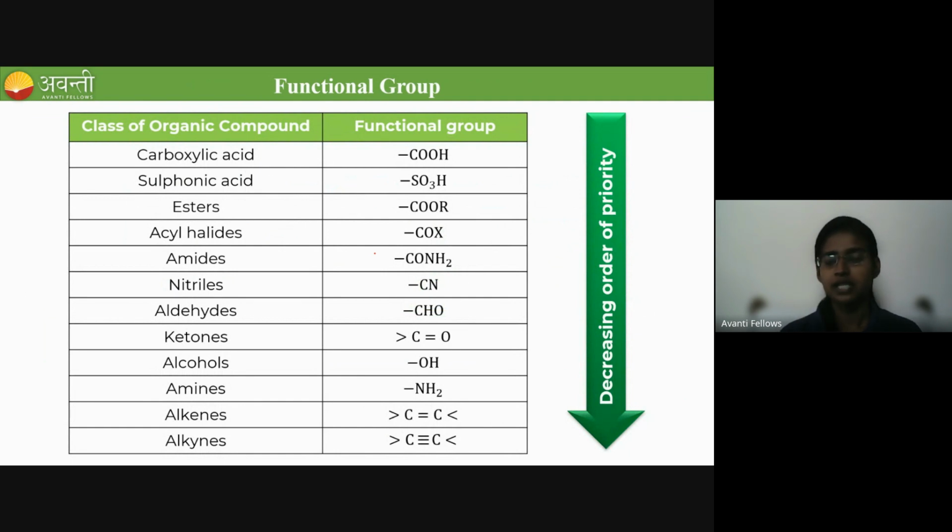Carboxylic acid is in the first position, then sulfonic acid, ester, acyl halide, amide, nitrile, aldehyde, ketone, alcohol, amine, alkene, and alkyne. So you have to study all the functional groups in this order, so that you will not get confused if a compound with two or more functional groups is given to you in the question. The first preference is given to carboxylic acid.